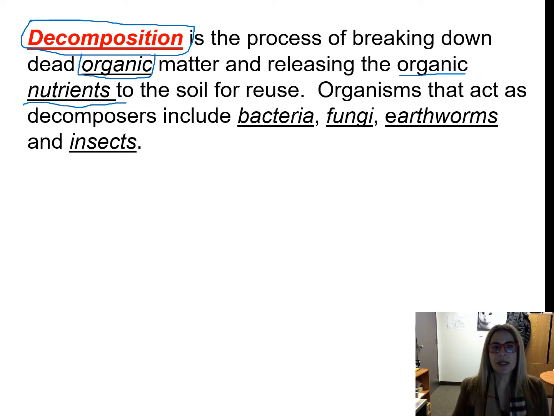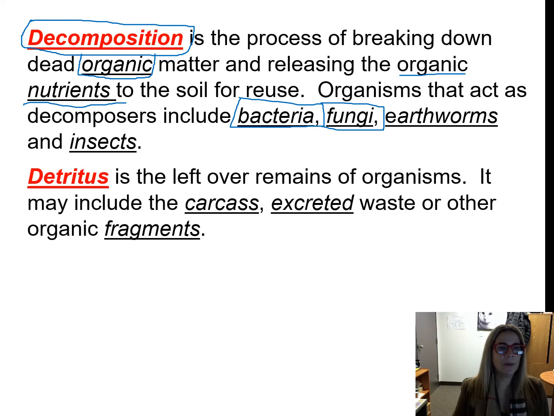So organisms that act as decomposers are bacteria, fungi, earthworms, and insects. Keep in mind that bacteria by far are the largest group of decomposers, okay? The other thing to remember too is that fungi are not plants. Fungi are in their own separate kingdom. They are actually consumers, okay? So fungi will break down materials as well.